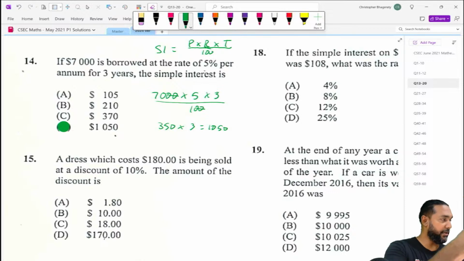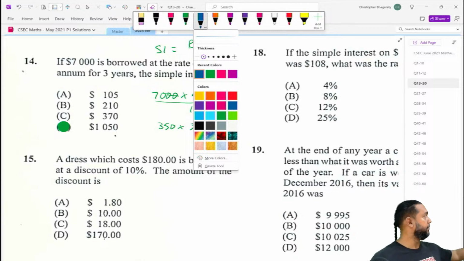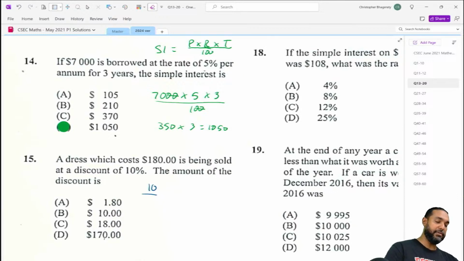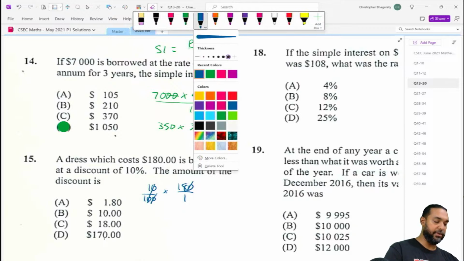Hey, look, the one that I think Caitlin in the corner did for me last time. This one from the previous paper, number 15. A dress which costs $180 is being sold at a discount of 10%. It says find the amount of the discount. So how do we calculate the discount amount? We find 10% of how much? 180. So you knock off a zero, and guess what we have? $18. There you go.